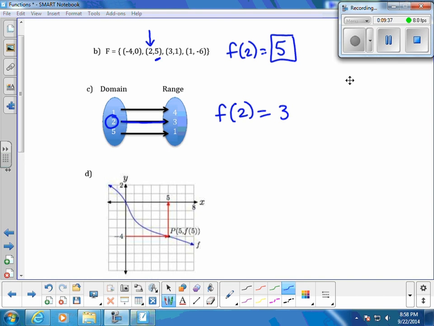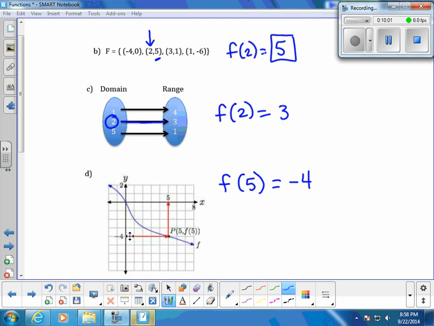Okay, for this particular one, D, I'm actually going to look at f at 5. So basically what you're going to do is you go to the x value of 5, which is right here. You go down to meet your graph, your function, and then arrow over to see what the y value is. Negative 4.